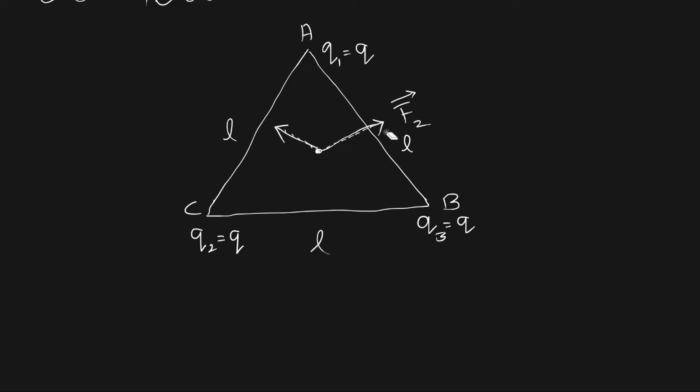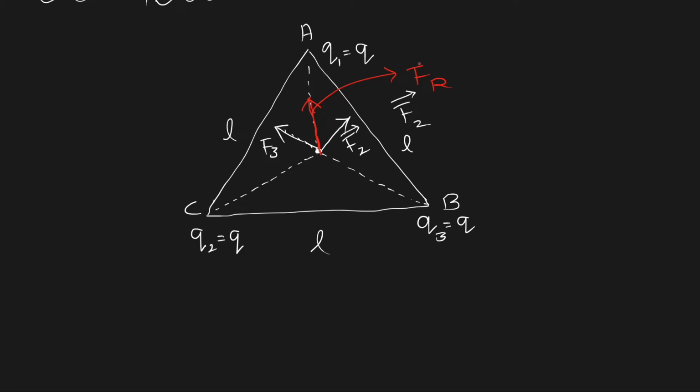These are equal in magnitude, so I have to make the vectors equal. Let this be the F2 vector and this be the F3 vector. By symmetry, the resultant of F2 and F3 is in this direction, and I represent it in red color. Let's suppose this is the FR vector.